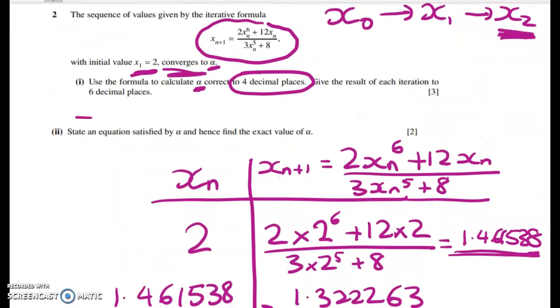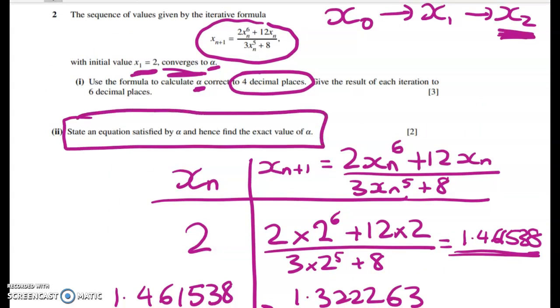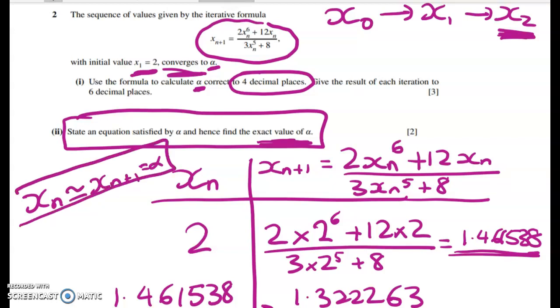Let's look at the second part of the question. Well, we have to state an equation satisfied by alpha, and hence find the exact value of alpha. So alpha is the value where we've got convergence, and convergence means that xn is roughly the same as xn plus 1, and we call that alpha. Okay, so that's my definition of convergence.